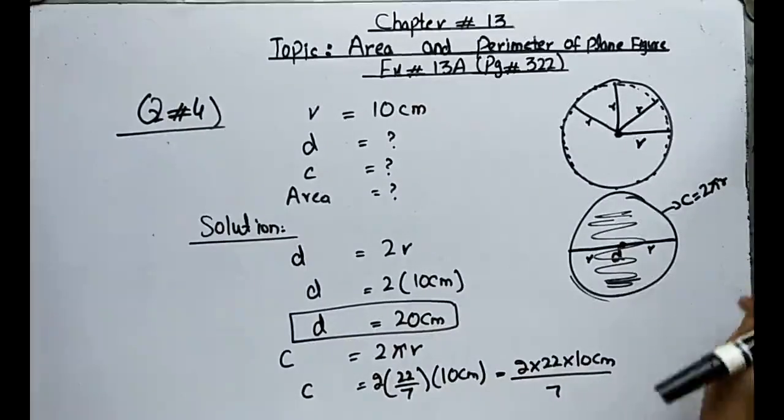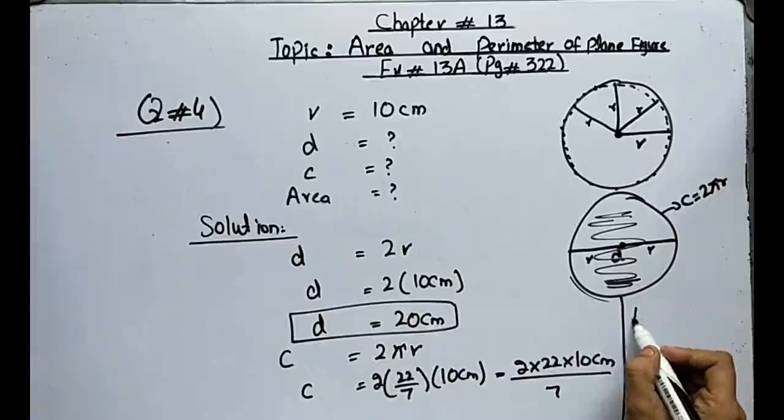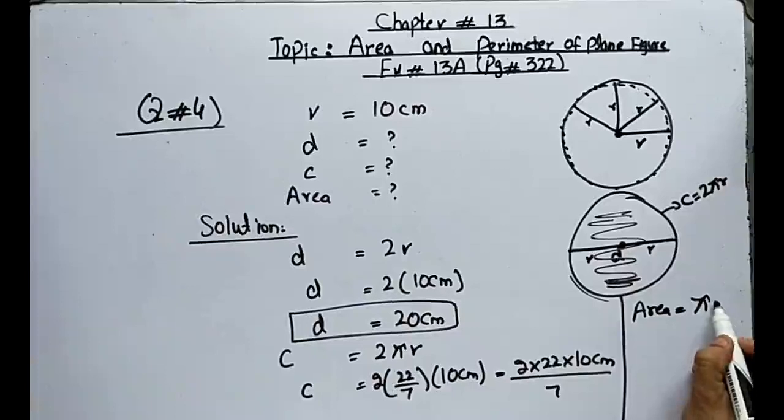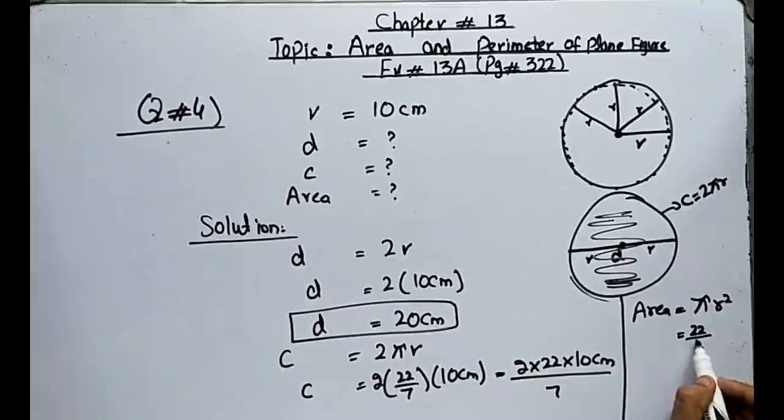Okay, now the next one is area. How will you find the area? First you will put the formula, area is pi r square. Pi is equal to 22/7 and the given value of r is 10 centimeter. Square means 10 will multiply how many times? 2 times. 10 centimeter multiply 10 centimeter. So multiply all the numbers and then divide by 7. Then you will get the area. Got it, beta? Okay, now complete this question in your notebook.